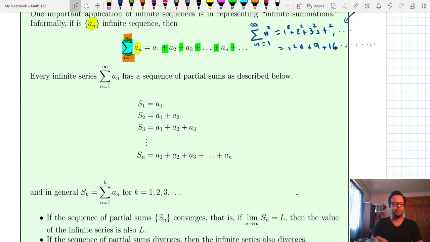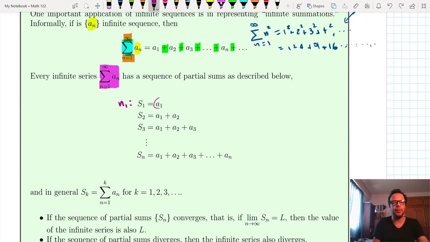So what are we going to do? Every single series out there has a sequence of partial sums. What do we mean by a partial sum? We're going to do an example, but first let me show you what the bigger picture of this will be. So if we plug in n equals 1 on the series, we are going to get the first term of the series.